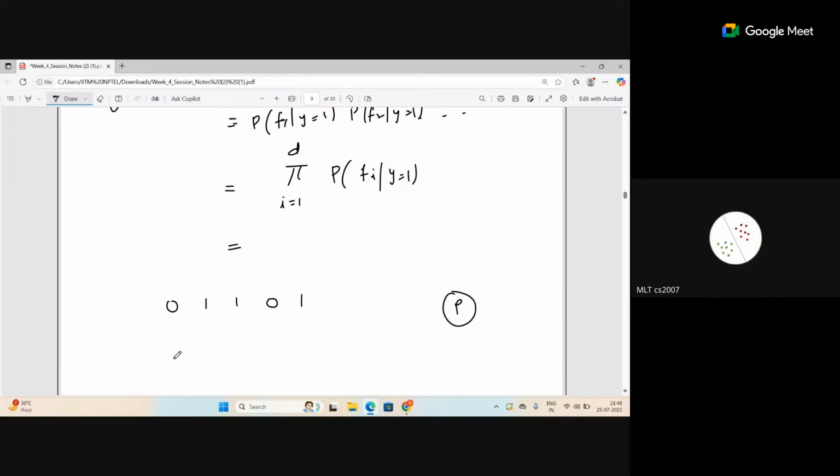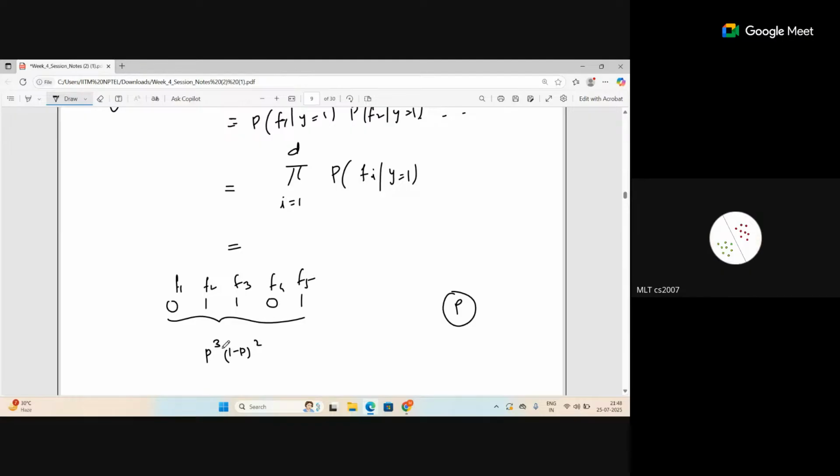What is the likelihood of this coin? How do you write down that likelihood? Generally, it is p to the power 3 and (1 minus p) to the power 2. Let's say 3 is the success and 2 is the failure.